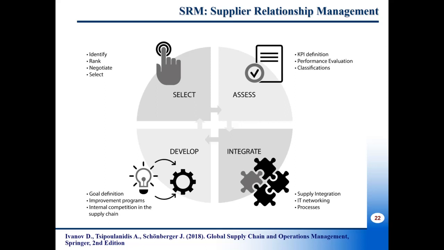Eighth, set deadlines for the achievement of the improvements. This is needed to measure and evaluate performance improvement programs set by both parties. Ninth, monitor improvements, which close the loop of supplier development and integration.